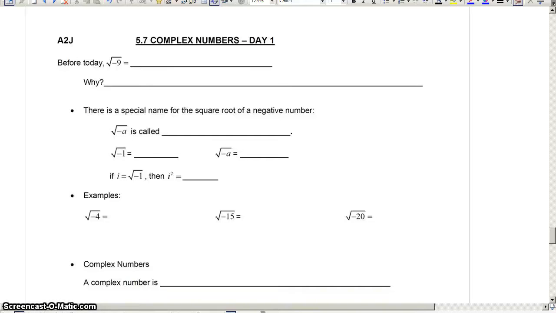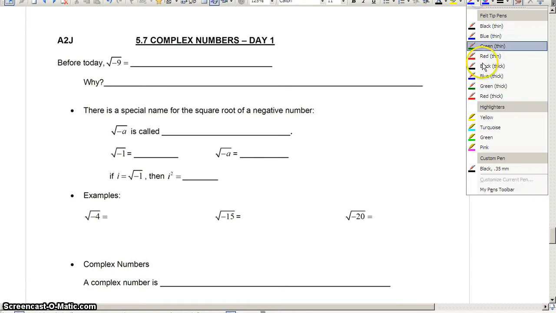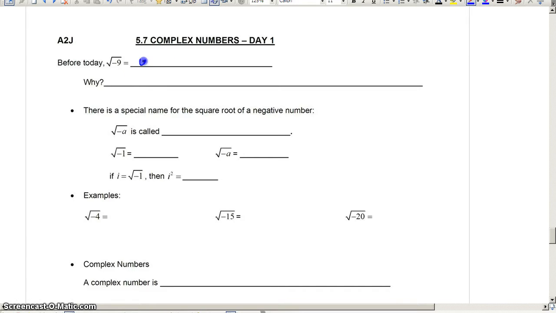Lesson 5.7 is going to actually work a lot with radicals today, just like we did with 5.6, but today a little surprise. Take a look at the top of the notes. The square root of -9. If you were to enter that into your calculator, you would get an error message more than likely. Really, this in the real number system would be undefined.